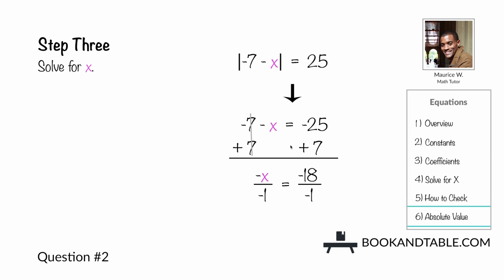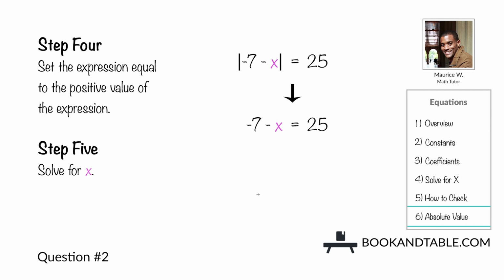Step 3, solve for x. First, remove the constant. So -7 is negated by +7. What you do to the left, you do to the right. -25 plus 7 is -18. To remove this negative sign in front of the x, divide both sides by -1, or multiply both sides by -1. The result will be x is equal to 18. So this is our first answer, x is equal to 18.